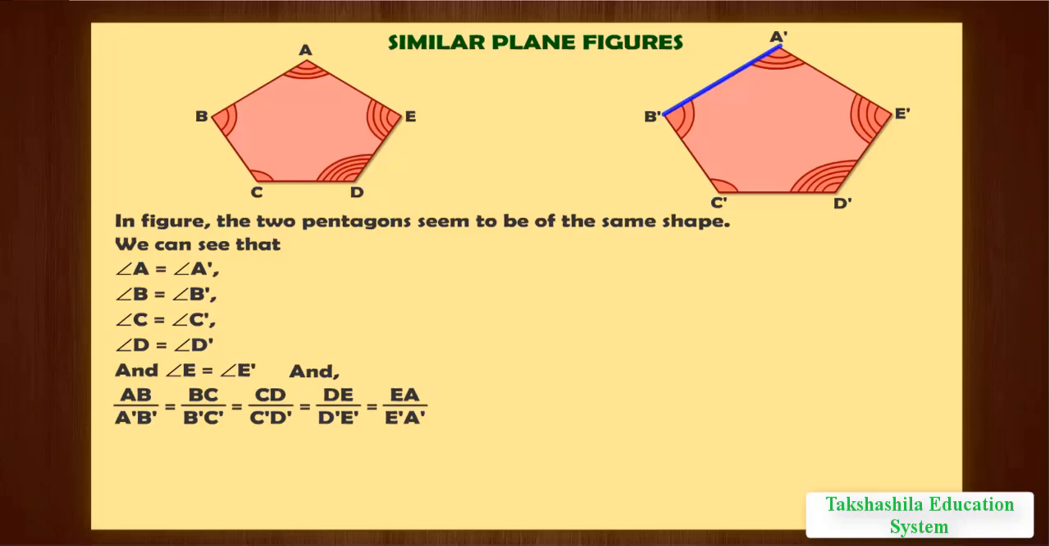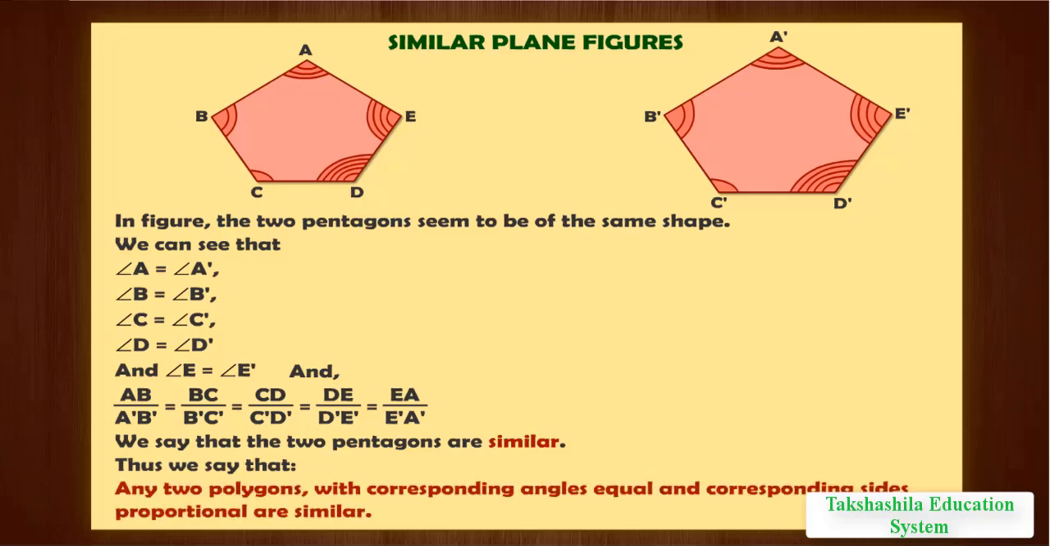AB upon A dash B dash is equal to BC upon B dash C dash is equal to CD upon C dash D dash is equal to DE upon D dash E dash is equal to EA upon E dash A dash. We say that the two pentagons are similar. Thus, we say that any two polygons with corresponding angles equal and corresponding sides proportional are similar.